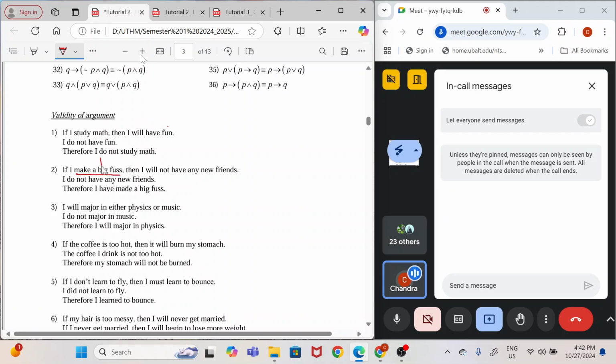Make a big fuss is my P. Have any new friends is my Q. Don't write the not, just have new friends, something like that. Okay, P is make a big fuss. Q is have new friends.